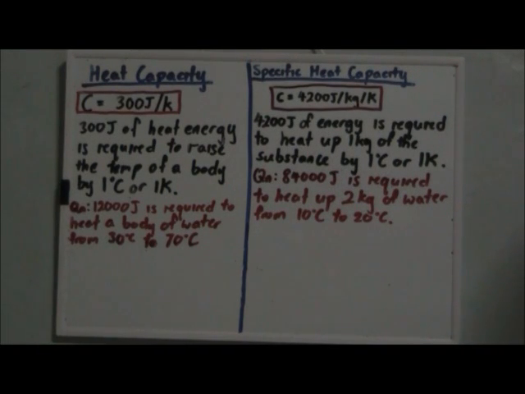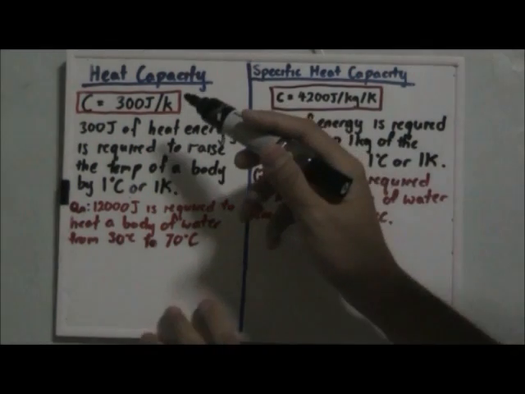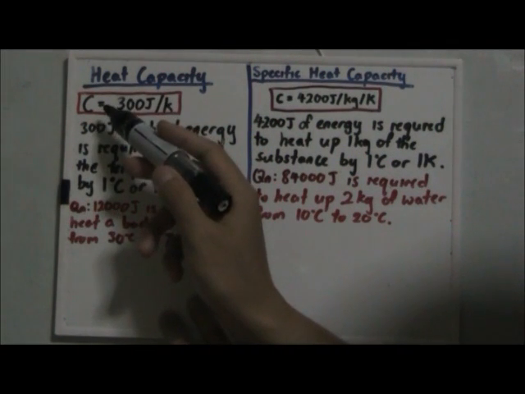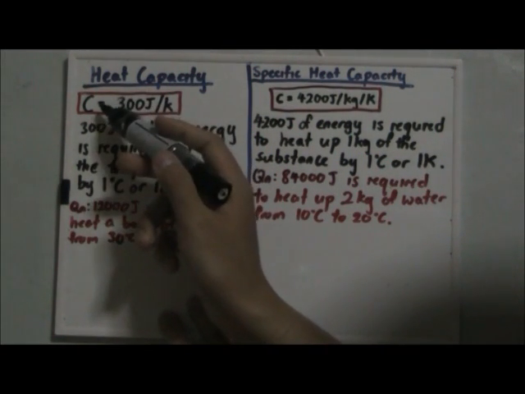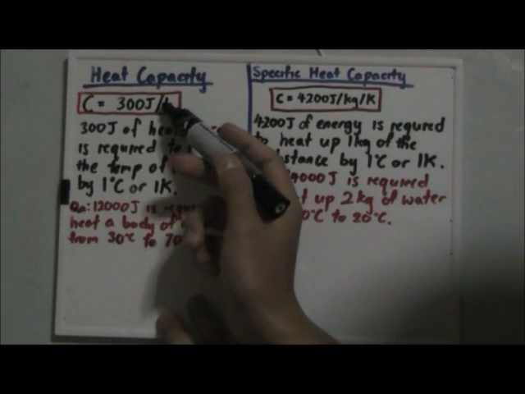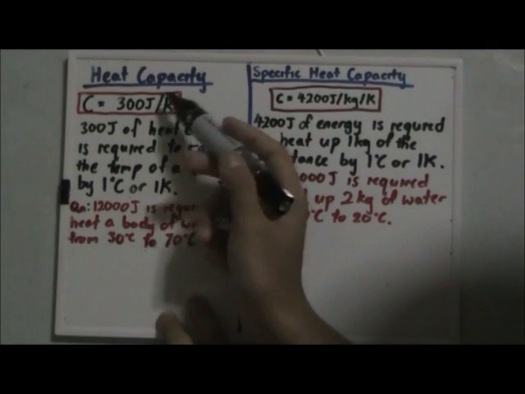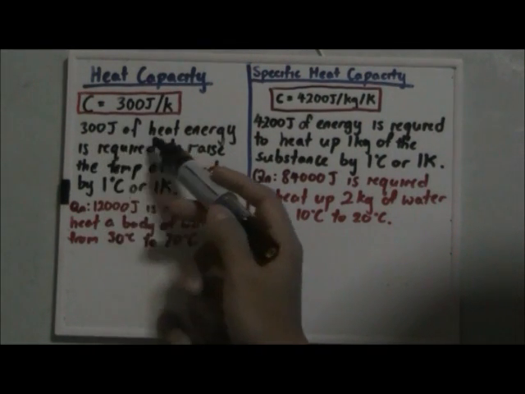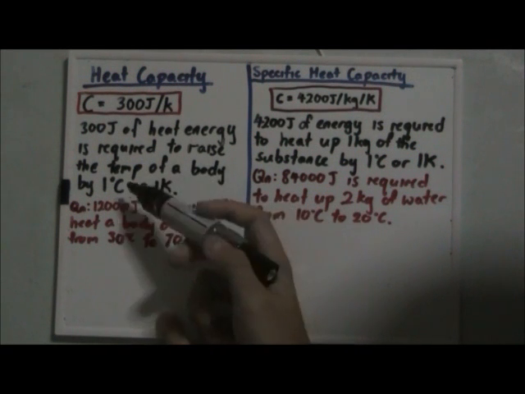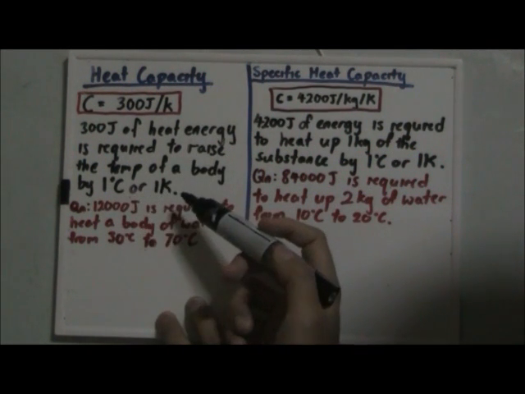Okay, now we are going to look at the difference between heat capacity and specific heat capacity. Let's look at heat capacity first. Heat capacity is represented by a capital letter C. For example, let's say that the heat capacity of an object is 300 joules per Kelvin. This actually means that 300 joules of heat energy is required to raise the temperature of the body by 1 degree Celsius or 1 Kelvin.